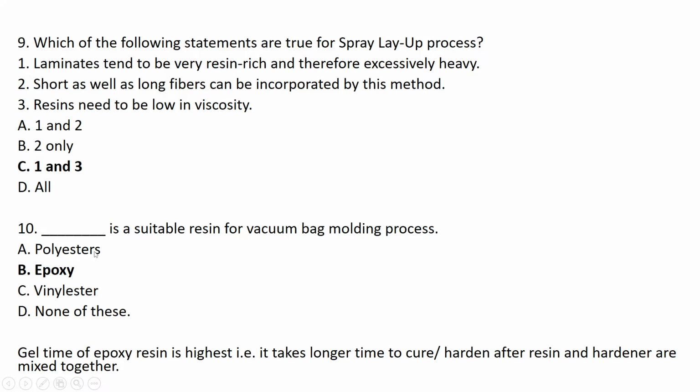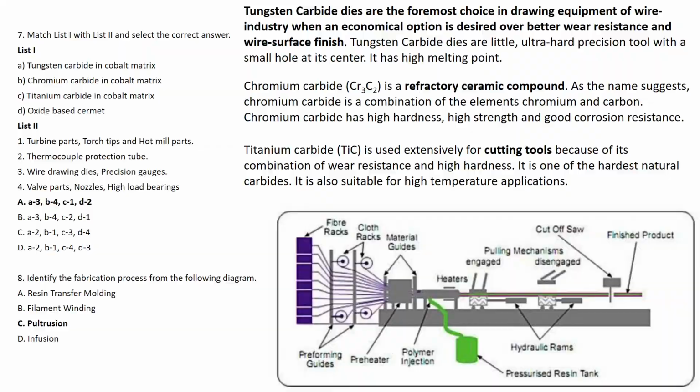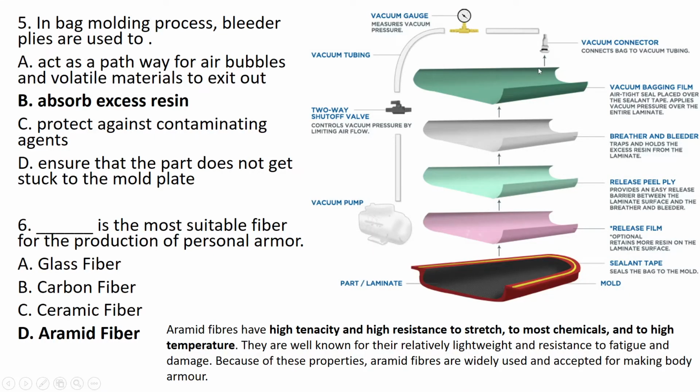The 10th one is quite interesting. In this one, they have asked which would be most suitable for vacuum bag molding. If you remember the process, this is the schematic. Vacuum bag molding comprises laying the mold, the reinforcement material, the bleeder plies, and the sealant tapes all together, and then using a vacuum pump we create vacuum and start infusing resin into the system. So the first requirement is that resin should properly infuse through the entire system, so the viscosity needs to be low. Apart from that, the resin should also consolidate well.